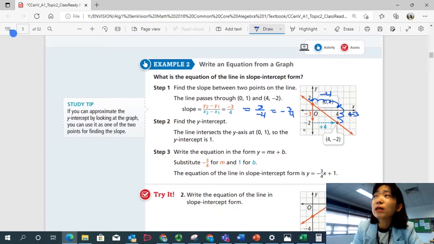Where does the graph intersect the y-axis? Right here, 0, 1. Because your point is 0, 1, your point is always going to be 0, b. So the y value of your point is the y-intercept. So your b is 1, y-intercept is 1. And then you're going to use that information. As long as you have slope and the y-intercept, you can write the equation in slope-intercept form. So substitute their values in.